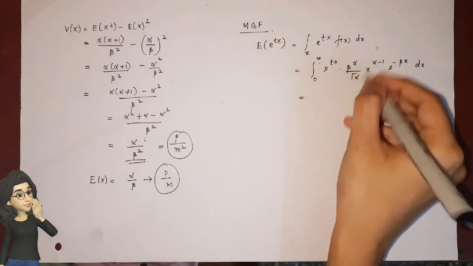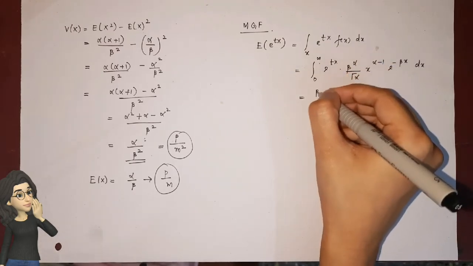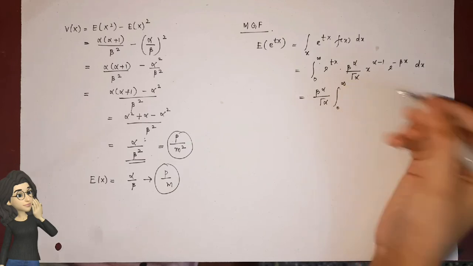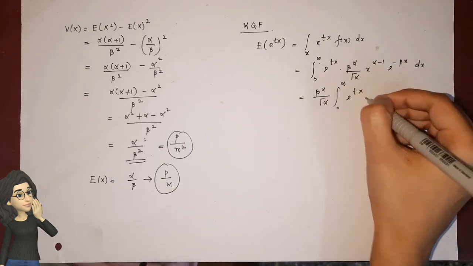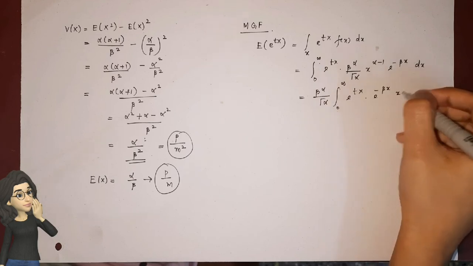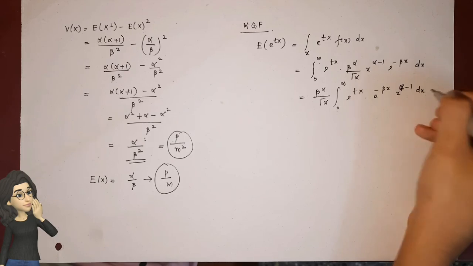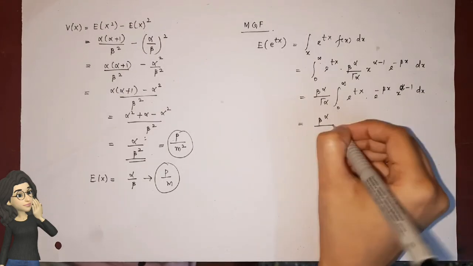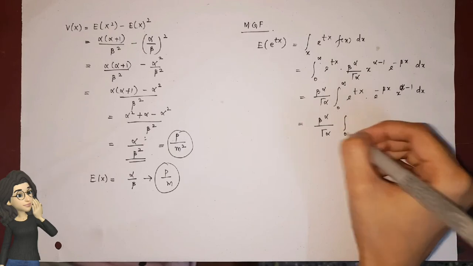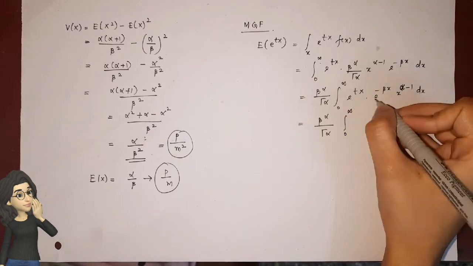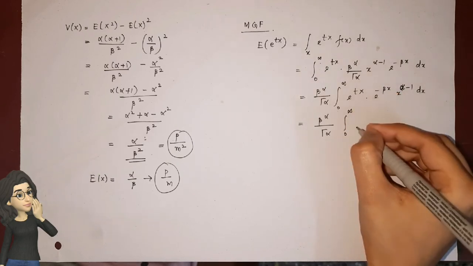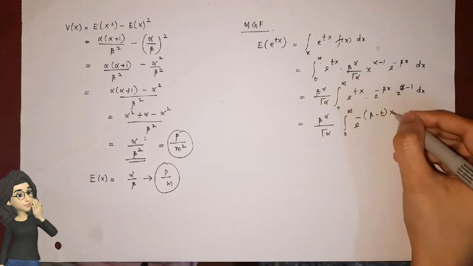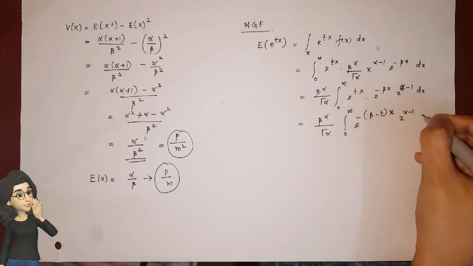So from here I am going to take this term, which is a constant term, outside. So beta raised to alpha divided by gamma alpha is taken outside. The integral is from 0 to infinity, and e raised to tx into e raised to minus beta x into x raised to alpha minus 1 dx. So this is equal to beta raised to alpha divided by gamma alpha, integral 0 to infinity. There are two exponential terms, so I am going to club them. So e raised to minus (beta minus t) into x, into x raised to alpha minus 1 dx.